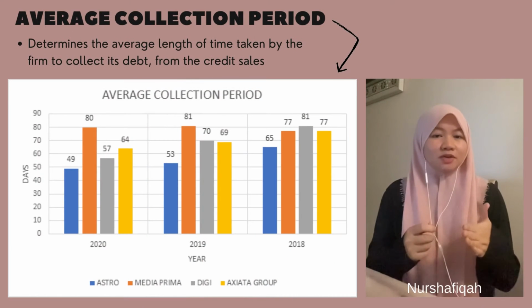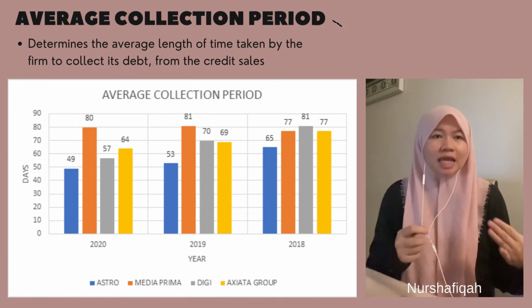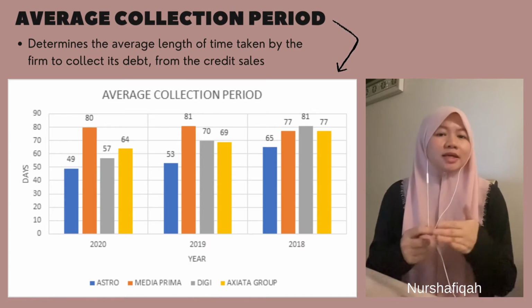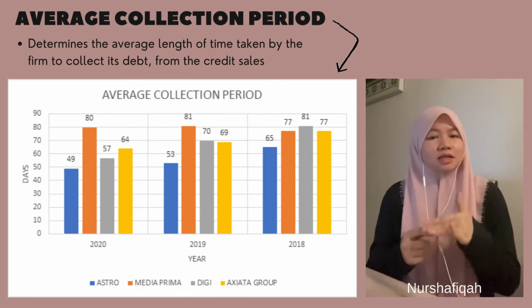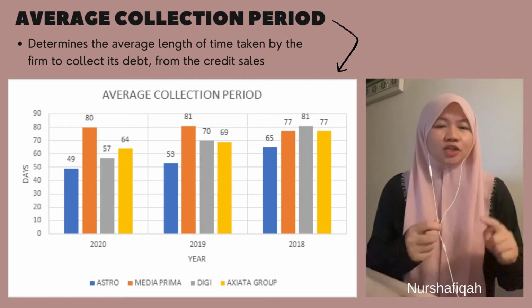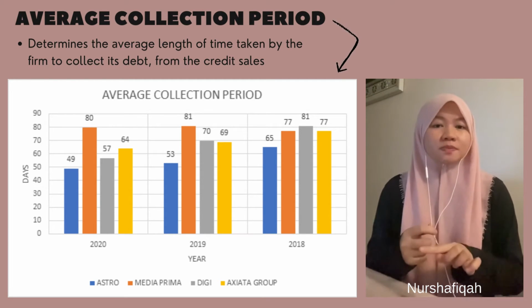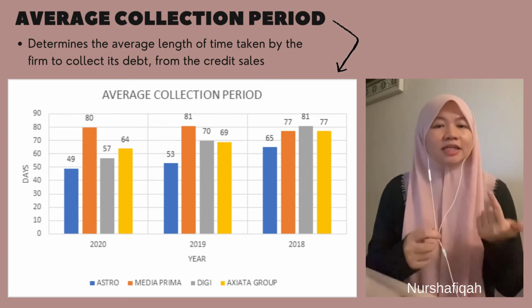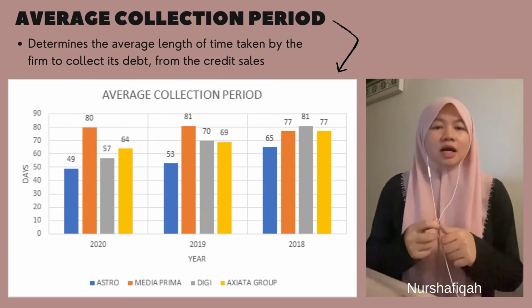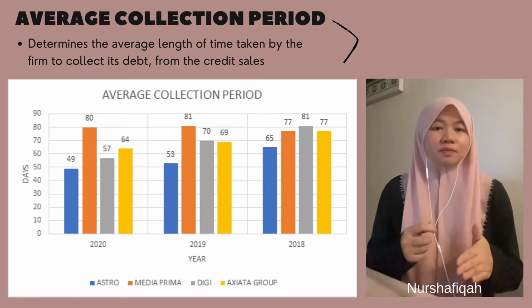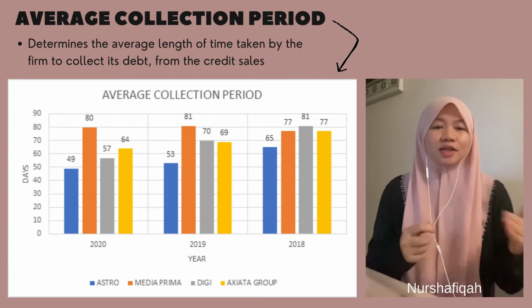Average collection period is to determine the average length of time taken by the firm to collect its debt from credit sales. To get this amount, we need to know the firm's accounts receivable, which relates to the firm's credit policies, and divide by sales per day. The highest ratio indicates that the firm has a problem with collecting its debt.